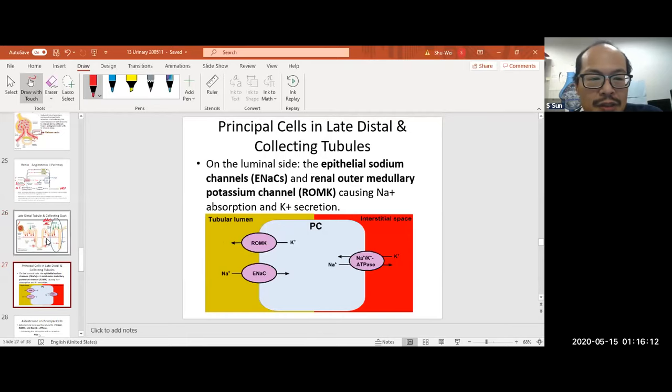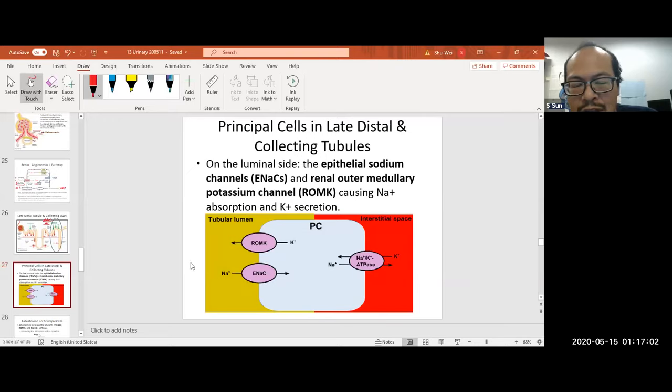So in this region, one cell is called the principal cell. These principal cells have a function to secrete potassium and reabsorb salt. On the tubular side, you can see the urine, it's yellow. In the tubular side, it has the renal outer medullary potassium channel, ROMK, to secrete, remove the potassium. And it also has this ENaC channel, the epithelial sodium channel, to reabsorb salt.